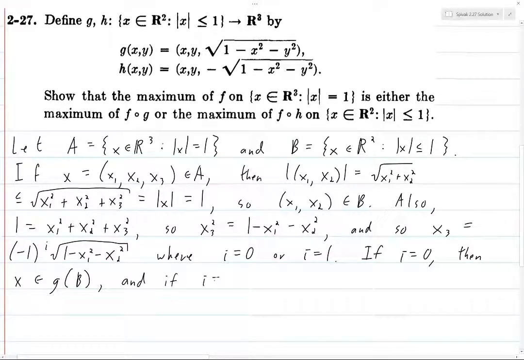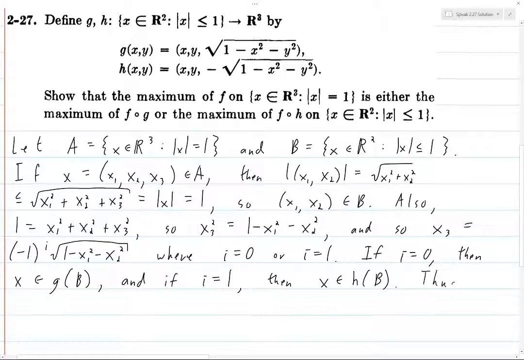And if i happens to be 1, then x is in h of B. And it's for the same reason. Because in this case, x1 comma x2 is in B, and h of x1 comma x2 is x1 comma x2 comma negative the square root of 1 minus x1 squared minus x2 squared, which in the case of i equals 1 is precisely x3. And so h of x1 comma x2 is x. And so x is in the set h of B.